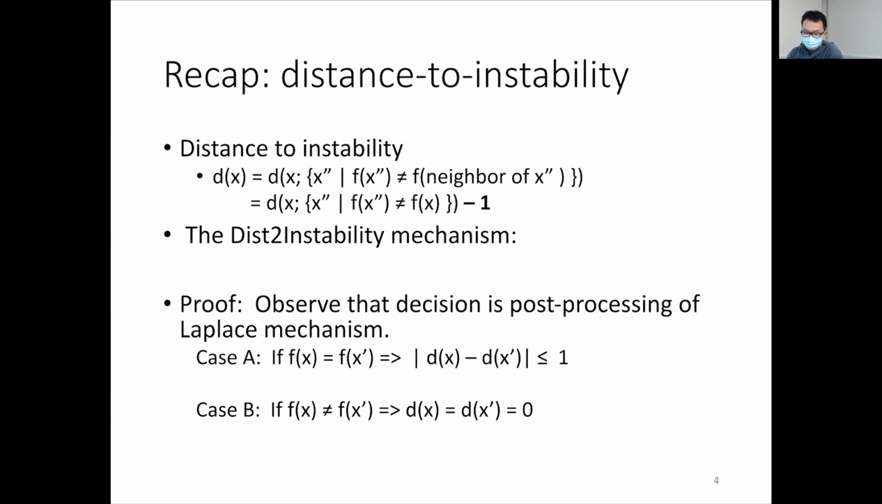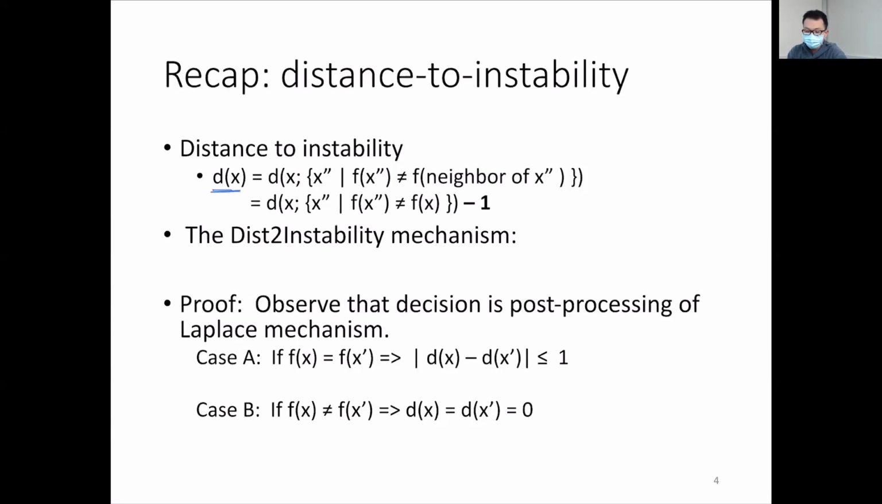Okay, so we'll start with distance to instability, which requires us to define this distance to instability function at a given data set X. So this function, we messed it up a little bit in the initial coverage of this algorithm, because I defined these functions slightly wrongly, but now these are written down clearly. You can see that there are two different ways of defining these functions that are equivalent.